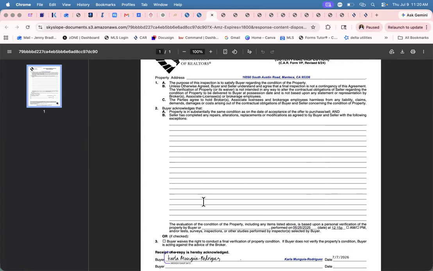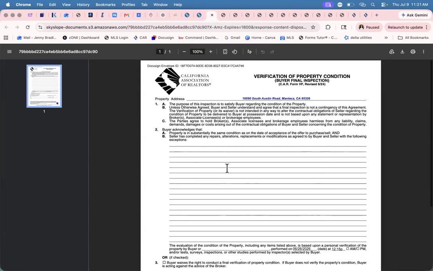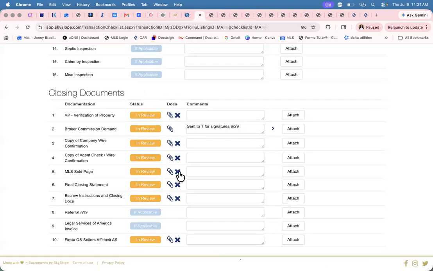Yeah, I would do that. I would just make note somewhere or on here. But it does say seller has completed any repairs alteration. If it was in the same condition, then it's in the same condition. But for that, I do recommend you guys go the day before. Okay, what else?